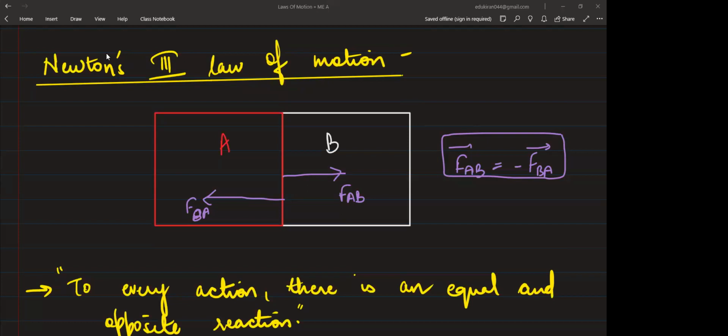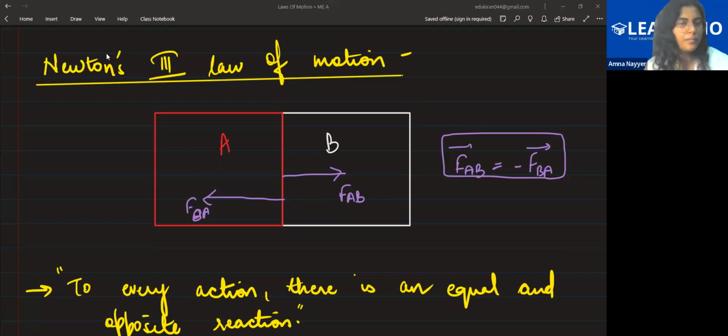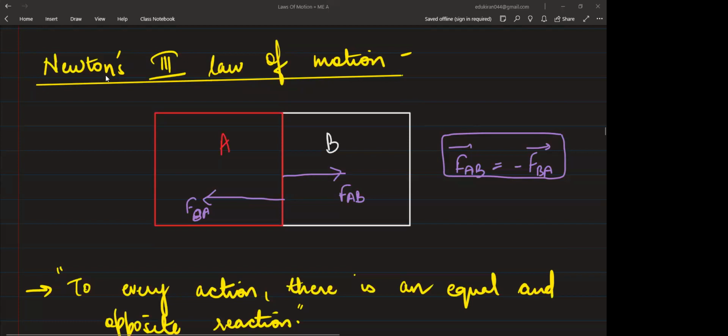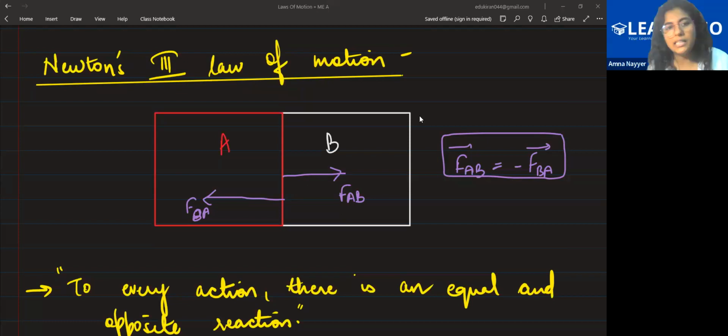Now, see, we started with Newton's third law. Not audible. Ma'am, your voice is not clear. Now, class, tell me, is it audible now? Yes. Okay, good.